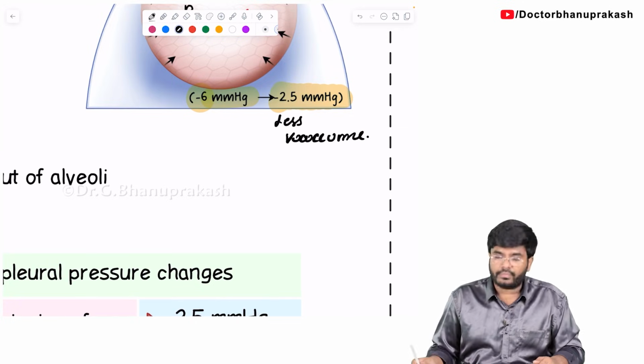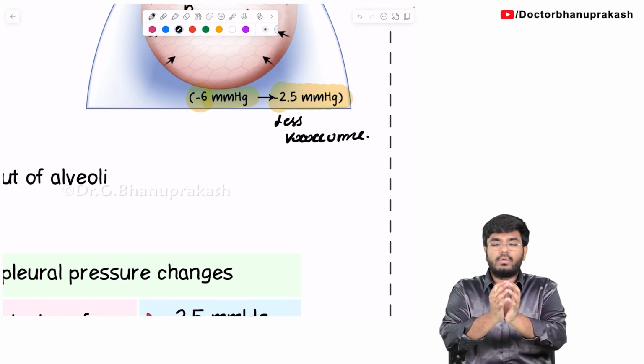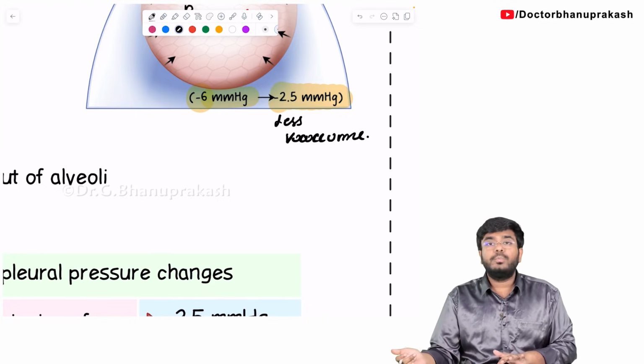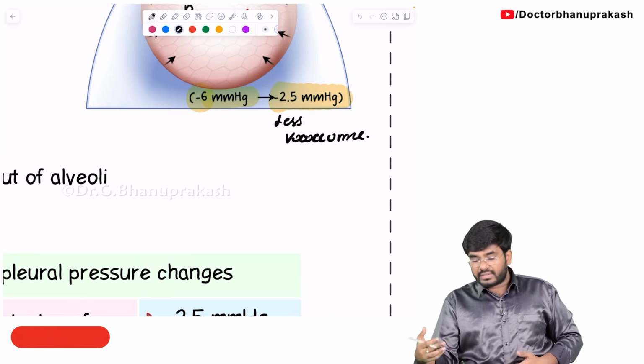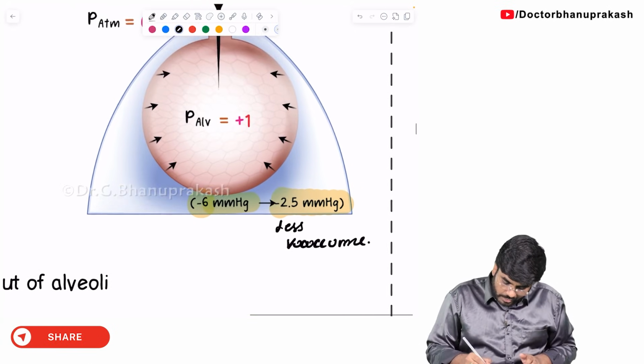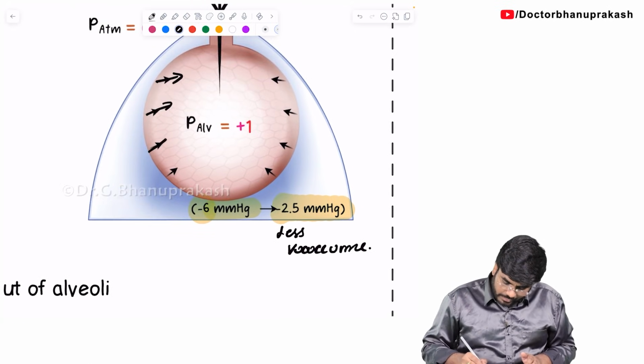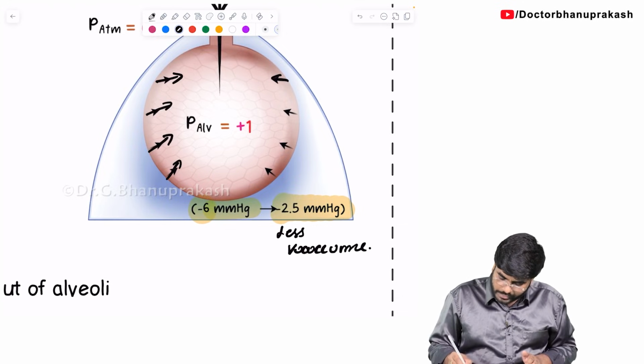Now there is less vacuum. Whenever there is more vacuum, it will allow the expansion of the alveolus. Now the vacuum decreased. Whenever there is less vacuum, what is happening to the alveolus? Look, that pulling force, that vacuum force is not there. So the alveolus is undergoing collapse.